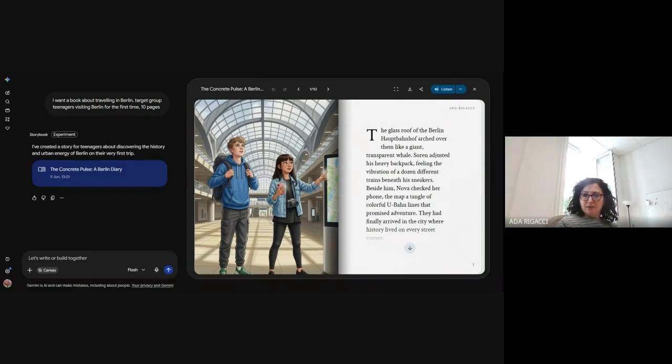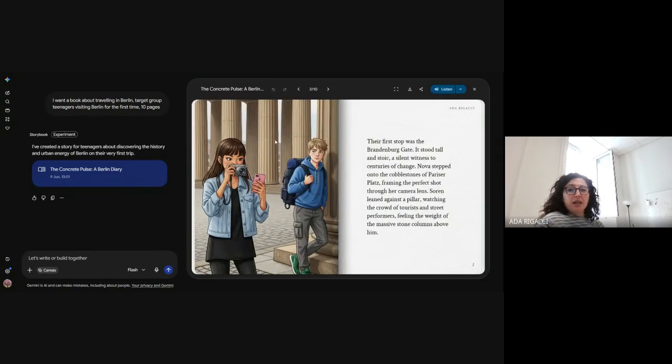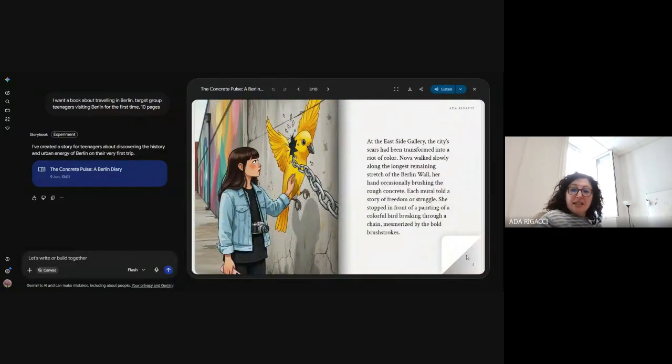Yes, this is the book. Okay, nice text. Right, pictures of the glass roof of the Berlin Hauptbahnhof, arching over them like a giant transparent whale. Okay. I would say Hauptbahnhof is bigger than that, but still. Okay, this should be Brandenburger Gate. Okay, it's tall and stoic, through summers and winters, through centuries of change. Okay, the East Side Gallery.